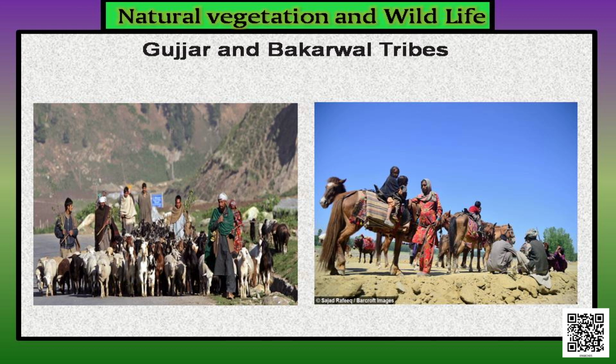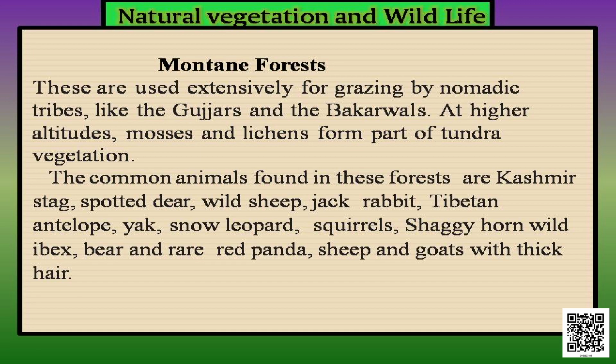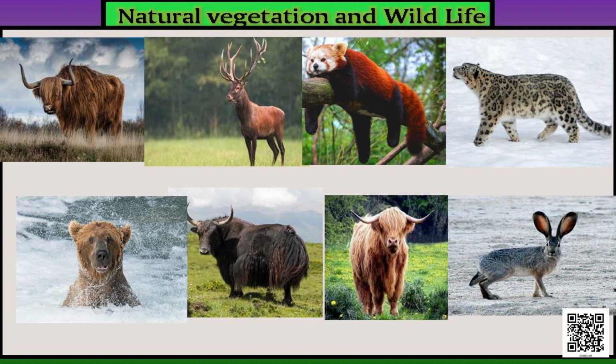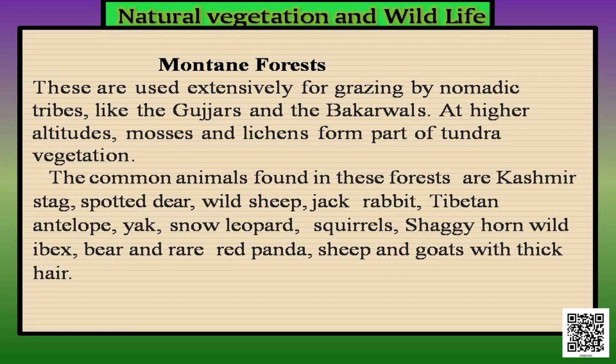After this, at a higher altitude, the mosses and lichens form a part of the tundra vegetation. Coming to the animal kingdom, those found in the mountain forest are Kashmir stag, spotted deer, wild sheep, jackrabbit, Tibetan antelope, yak, snow leopard, squirrels, then you will get shaggy horn wild ibex, bear and the rare red panda. And we also find sheep and goat with thick hair.